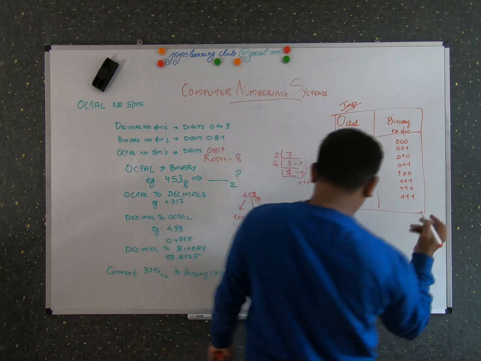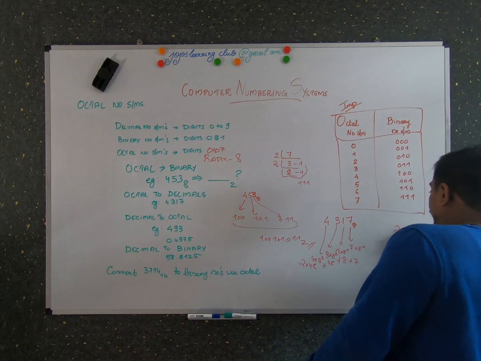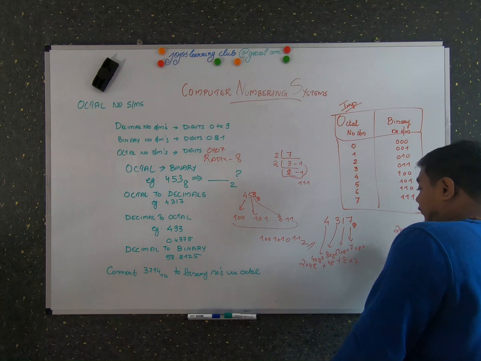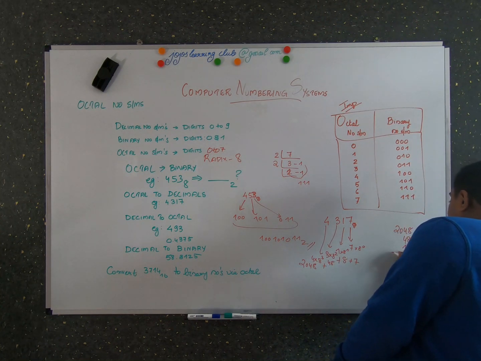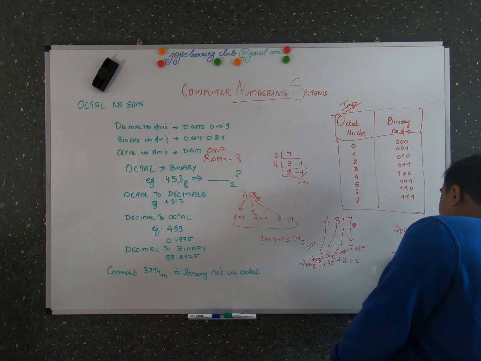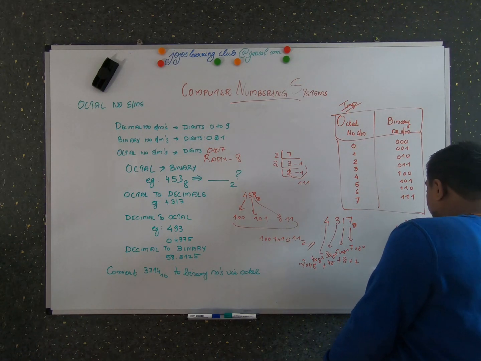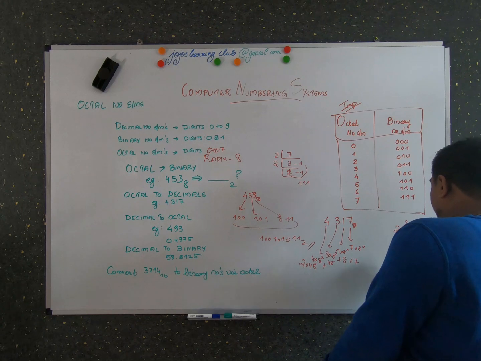So now let's add all these numbers together. 2048 plus 192 plus 15.